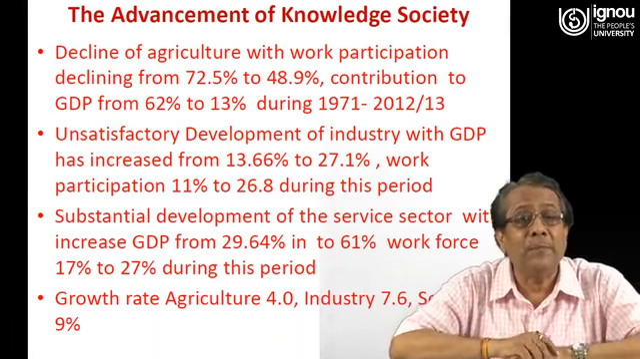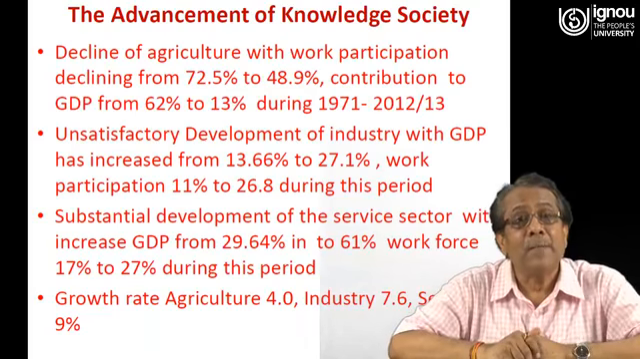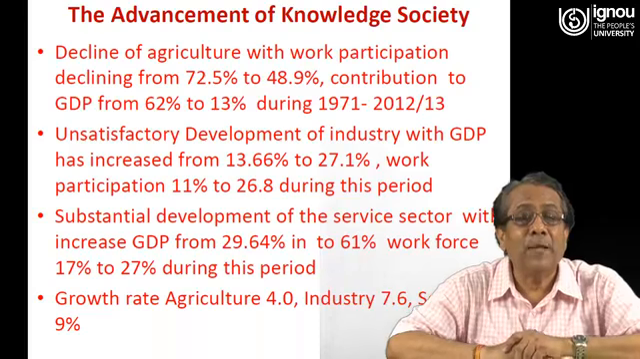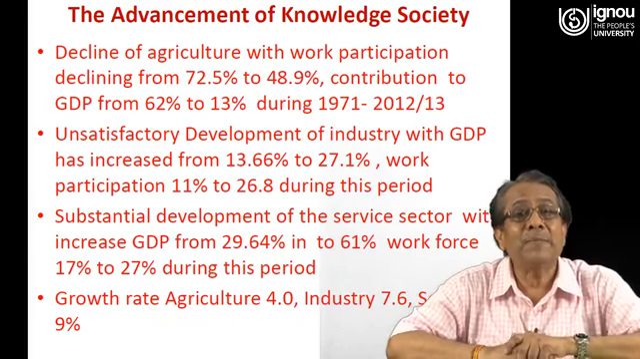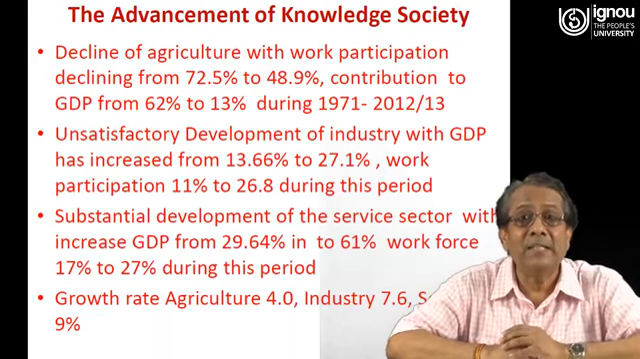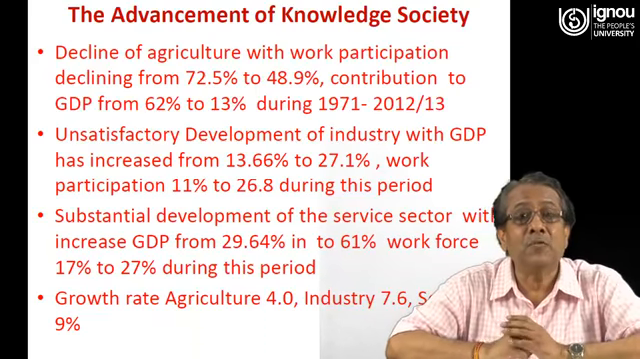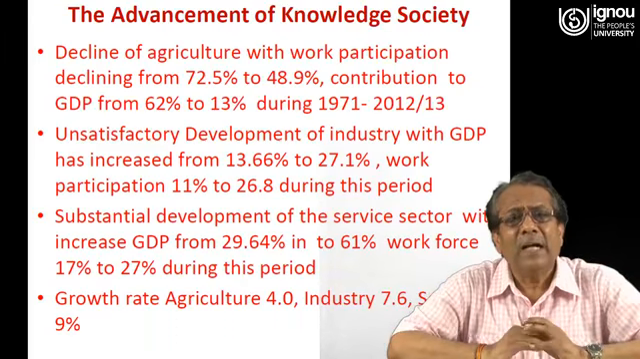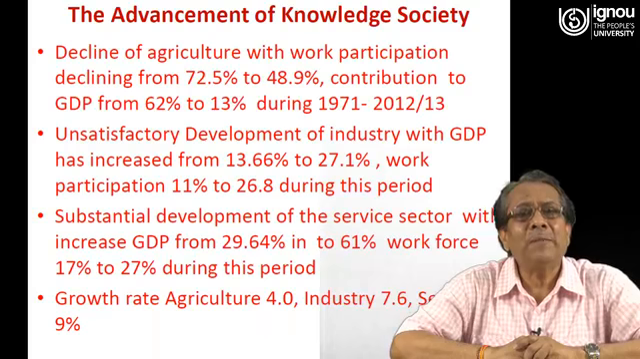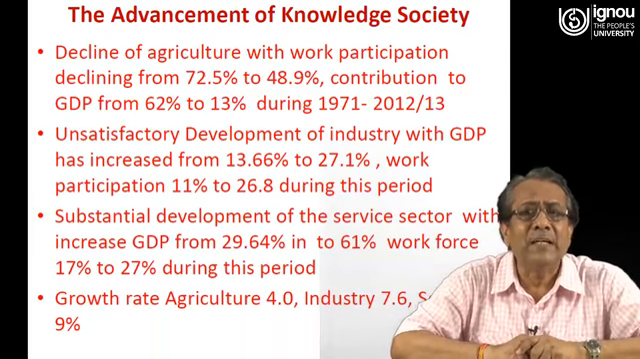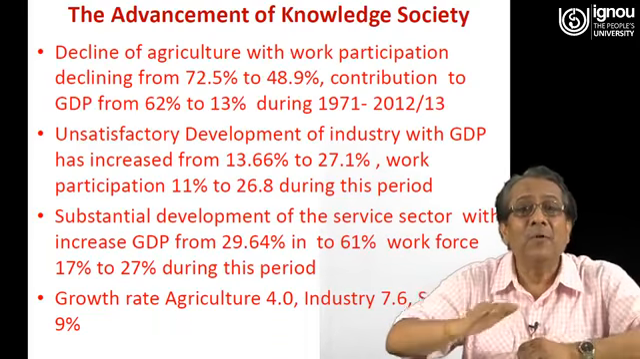As we said in the earlier part, our land-man ratio has declined. When the land-man ratio has declined, we also talked about work participation, which will simultaneously decline in agriculture. If we take a comparative picture between 1971 and 2012-13, we find that 72.5% of the total labor force was involved in agriculture in India. Now, in 2012-13, it is 48.9%.